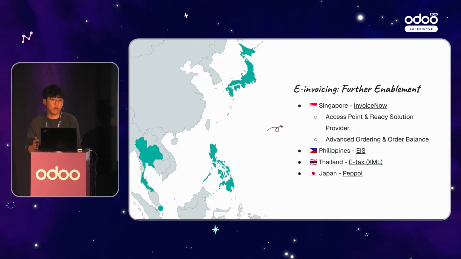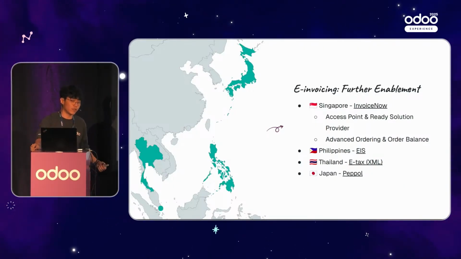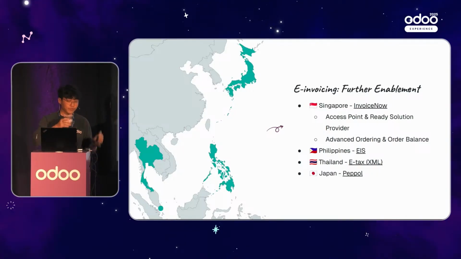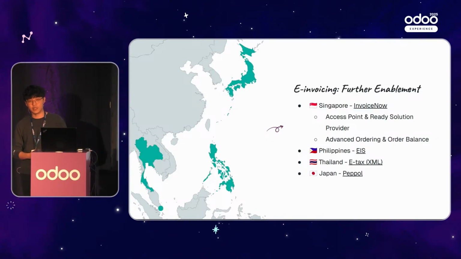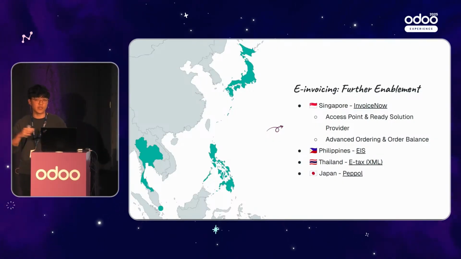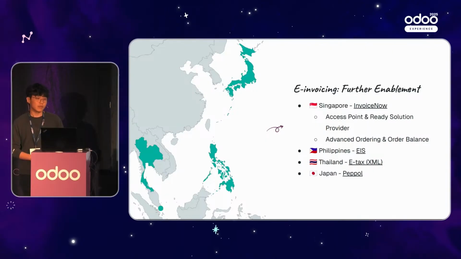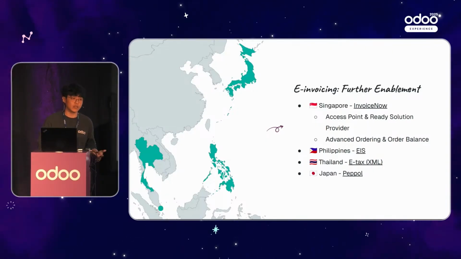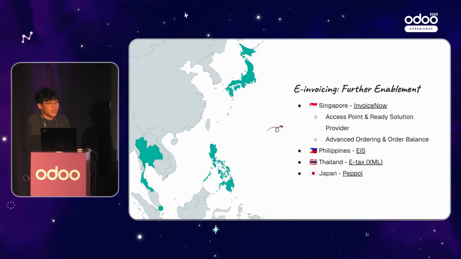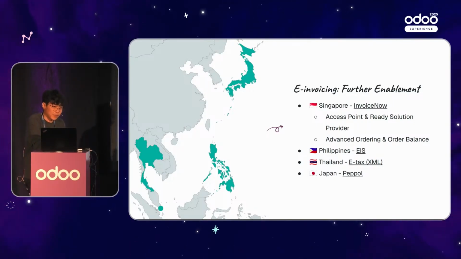For those partners or users who are watching, we are of course aware of the latest requirement that the software also needs to support advanced ordering and order balance. We are already taking that into consideration and building all of them at once so that we can smoothly become an access point and support our users to use Odoo as a ready solution provider as well. And we will be tackling this step by step. Singapore is our number one priority right now for the R&D APAC team in terms of e-invoicing.